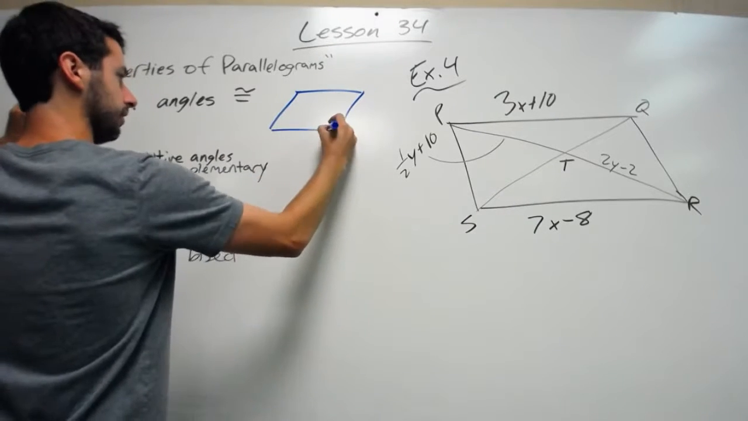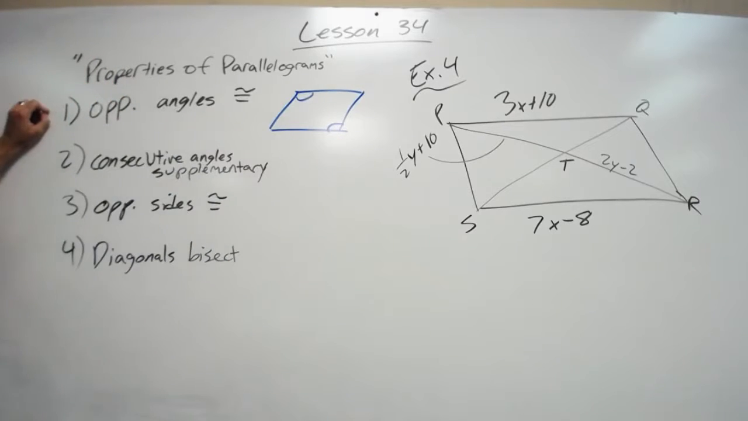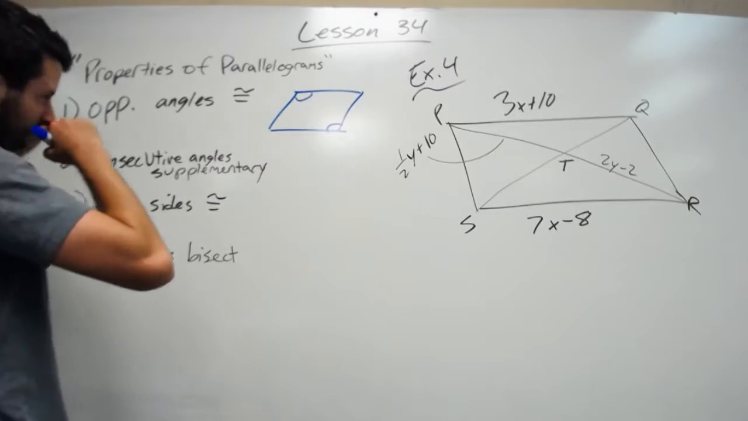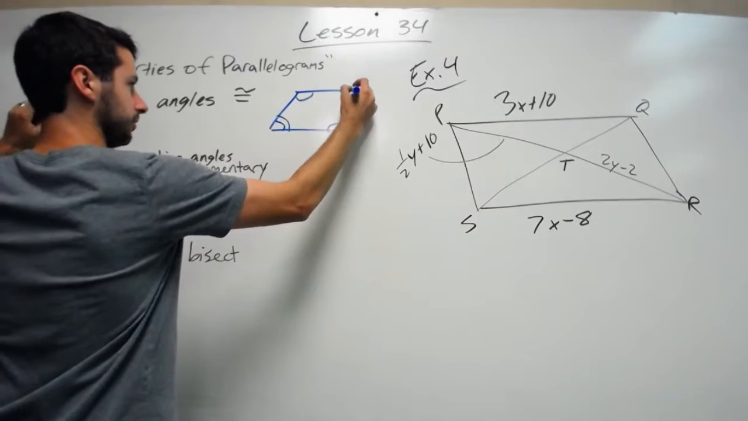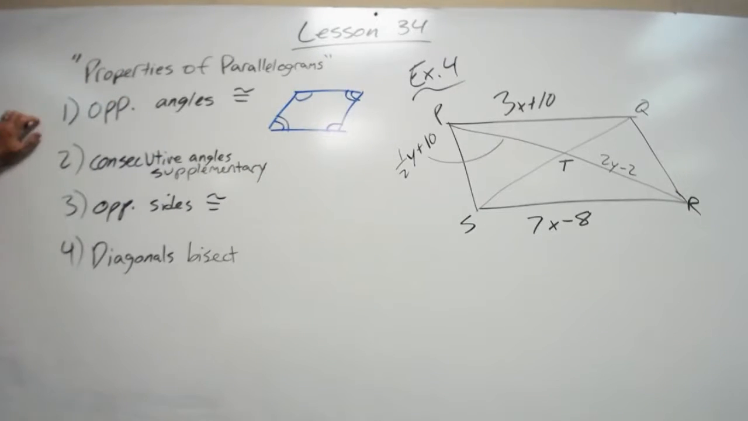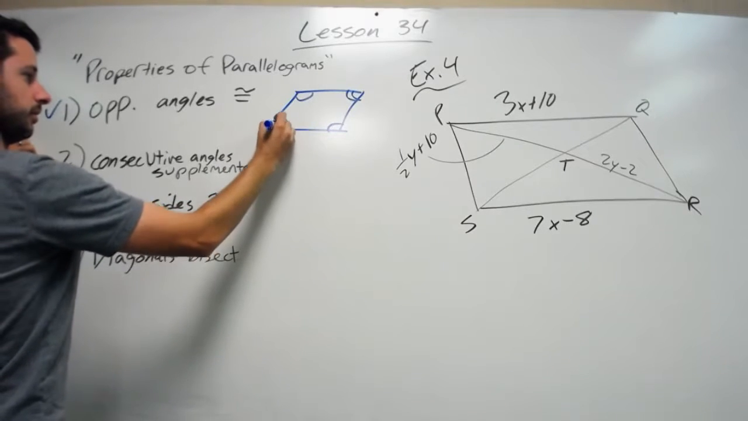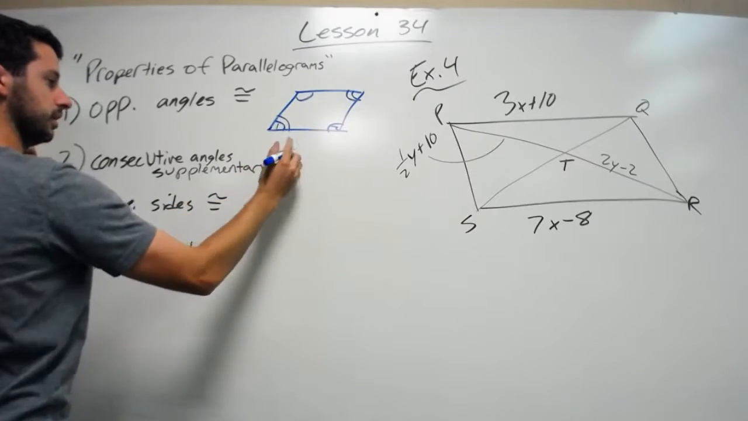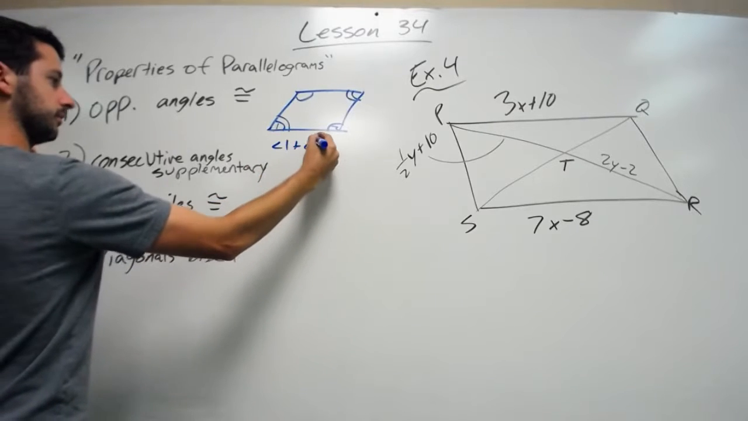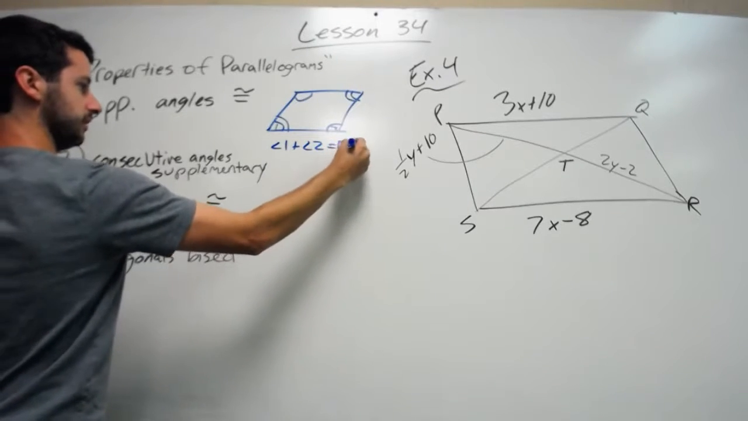So these angles are opposite, so therefore they are congruent. And these angles are opposite, therefore they are congruent. Number 2, consecutive angles are supplementary. Consecutive angles would be adjacent angles, so maybe 1 and 2. So angle 1 plus angle 2 equals 180.